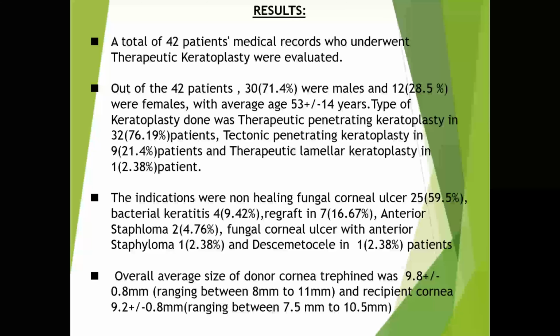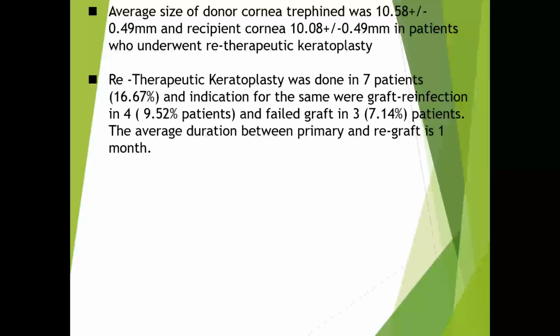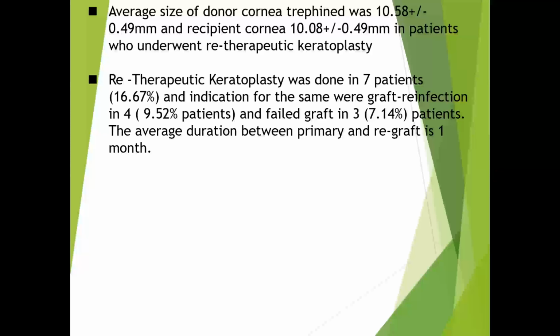Overall, the average size of the donor cornea was 9.8 plus or minus 0.8 mm, ranging between 8 mm and 11 mm, and the recipient cornea was 9.2 plus or minus 0.8 mm, ranging between 7.5 mm and 10.5 mm. The average size of the donor cornea was 10.58 plus or minus 0.49 mm, and the recipient cornea 10.08 plus or minus 0.49 mm, in patients who underwent re-therapeutic keratoplasty.